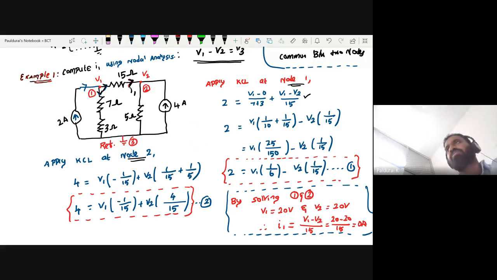Anyway, you can take whichever way the direction coincides, okay, you want to take that. Whichever direction coincides, take it as positive, and the opposite as negative.